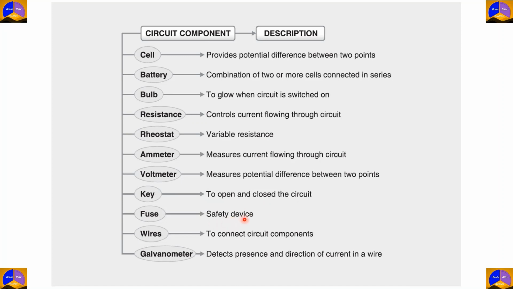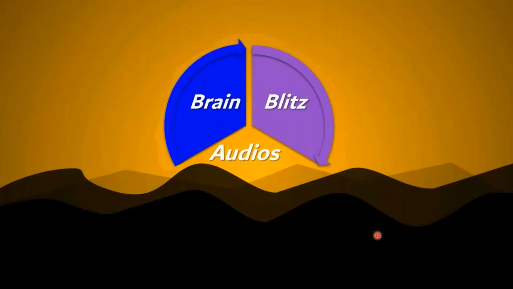Some of the safety devices in a circuit include the fuse, a wire which has high resistance and low melting point. Wires are used to connect circuit components, and a galvanometer detects the presence and direction of current in a wire. And that's all you need to know about the chapter Electricity.